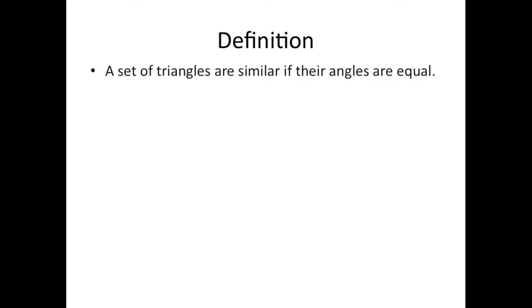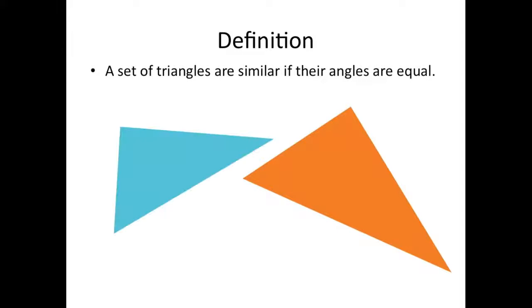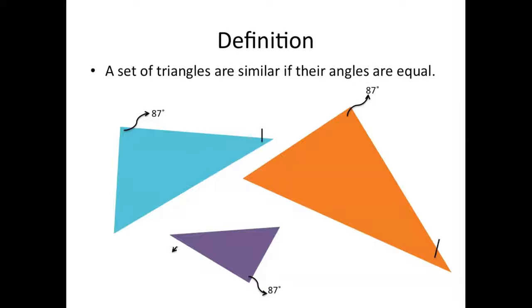A set of triangles are similar if their angles are all equal. So if you consider these three triangles, one looks smaller than the other, and the orange triangle is bigger than the other two triangles. But all of them have equal angles, and so that's why these three triangles are similar.